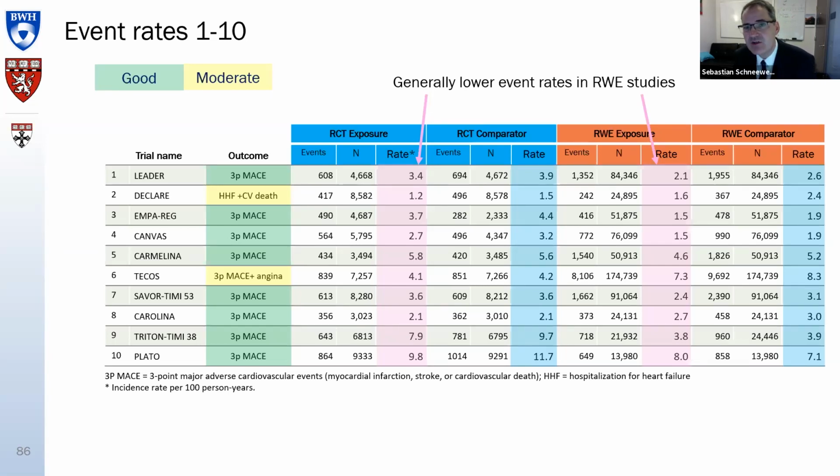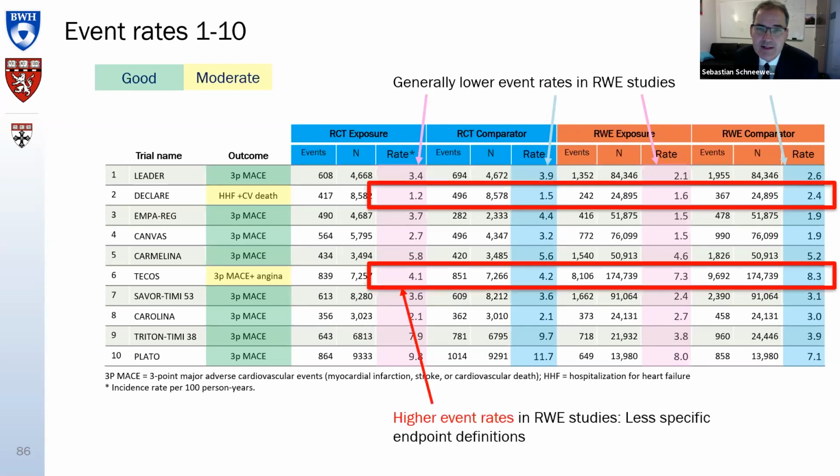These are enrichment strategies, and we forced very high specificity endpoint definition, therefore might have missed some true events. However, there are two exceptions, DECLARE as well as TECOS, where we have higher event rates. And these are exactly TECOS, for example, where angina is our concern, that we have a more sensitive and less specific endpoint definition. And therefore, actually, we have higher event rates in the real world evidence study, 7.3 versus 4.1.